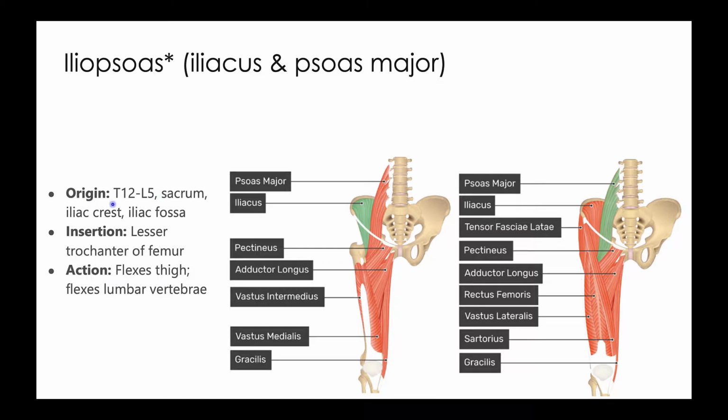Now when we say the origin, T12 through L5, you can see that our psoas major has T12 down through L5, but we see our iliac crest, iliac fossa here, and that's our iliacus muscle. So we have these 2 origins. They both insert at the lesser trochanter of the femur. So what is it going to do? Well, it's flexing our thigh, and it can also flex our lumbar vertebrae.